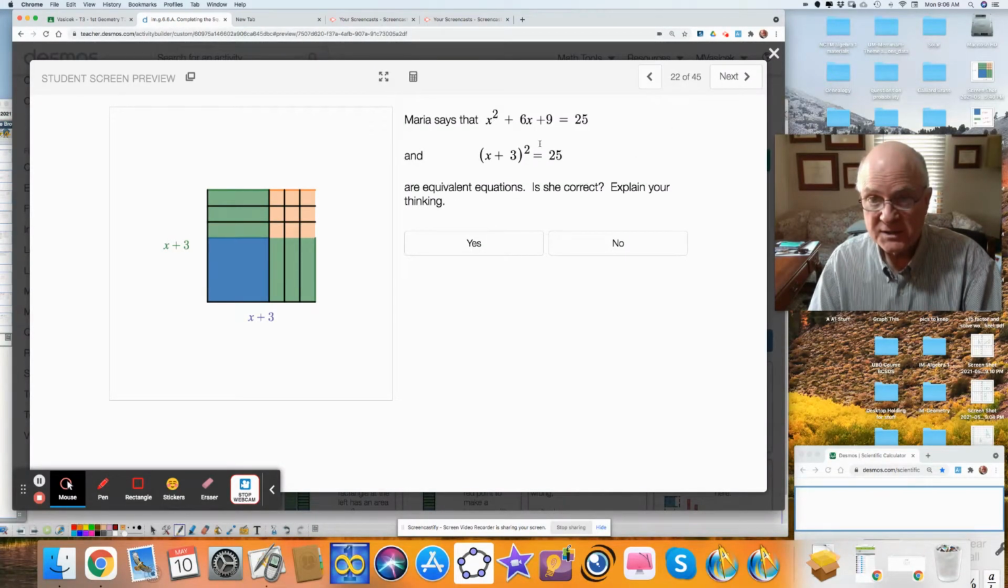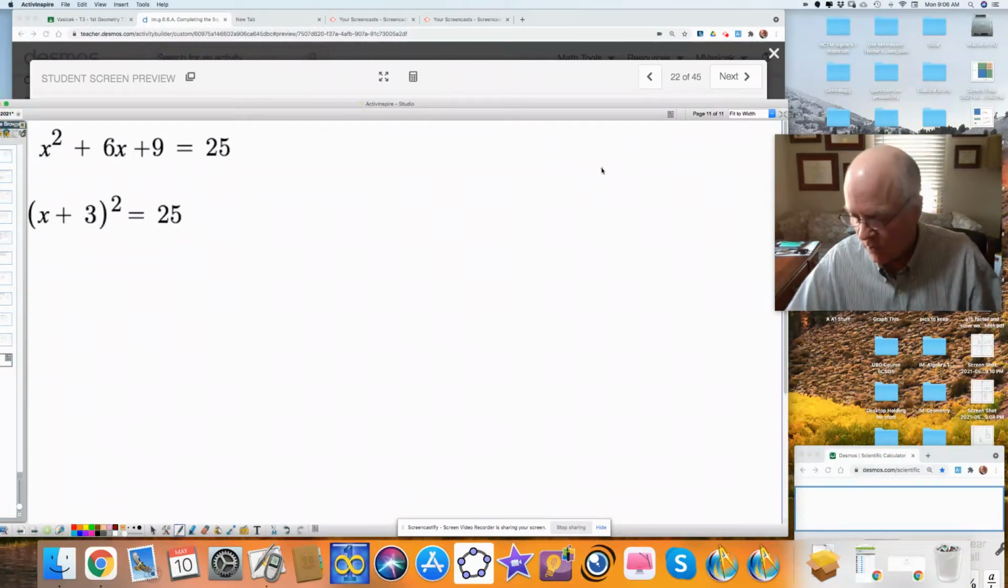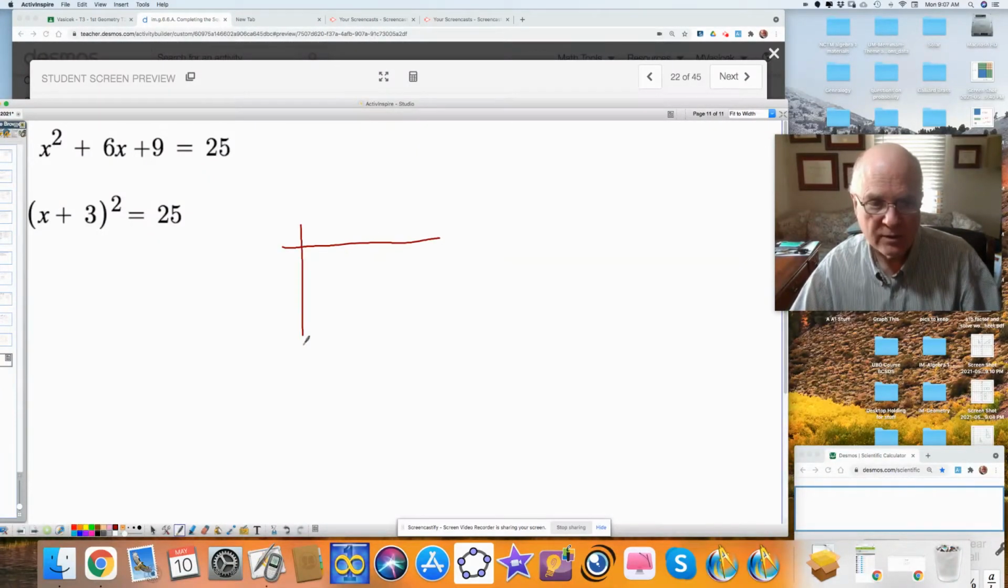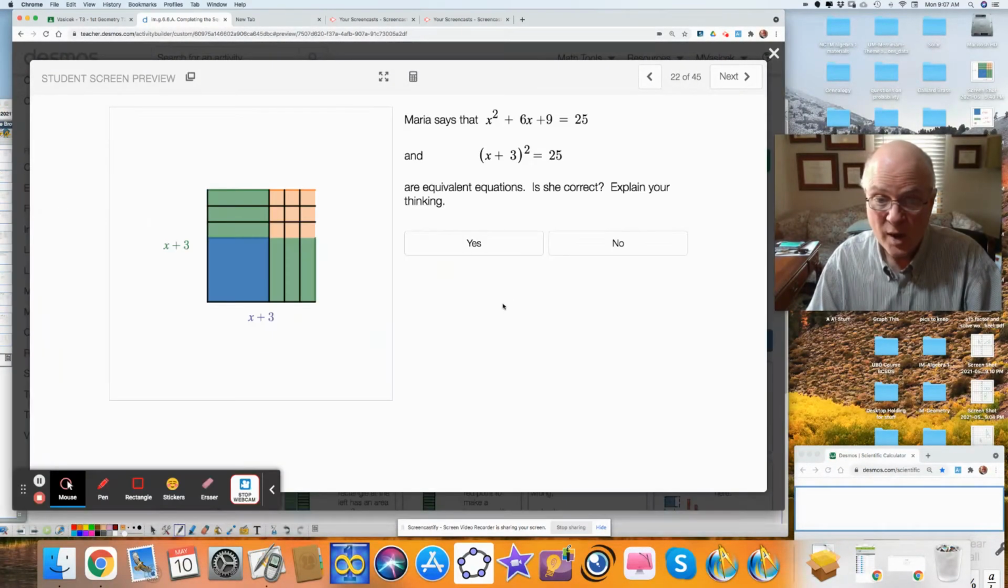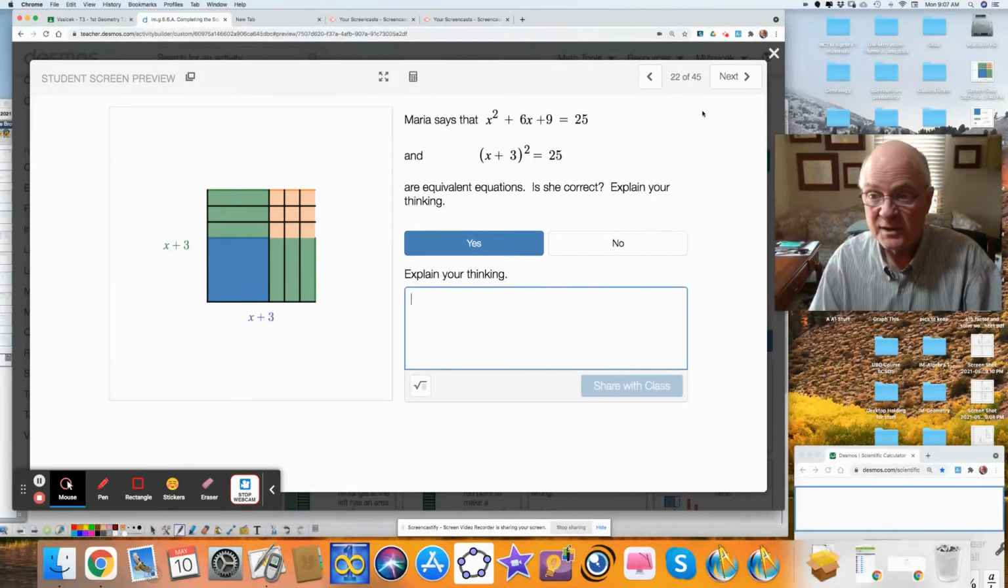Mariah says that this is equal to this. These are equivalent. Well, let's just check this out and see. I'll copy this over to my whiteboard. We'll expand it and see if it's the truth. When we expand the second term, we're going to use the box or the area model. X plus 3 times x plus 3. This is x squared. 3 times 3 is 9. 3x and 3x. And when you add the 3x's, which are like terms, you get 6x. These are the same. Yes, they are. Why? Because we multiplied out, we expanded this one to see that they are the same.